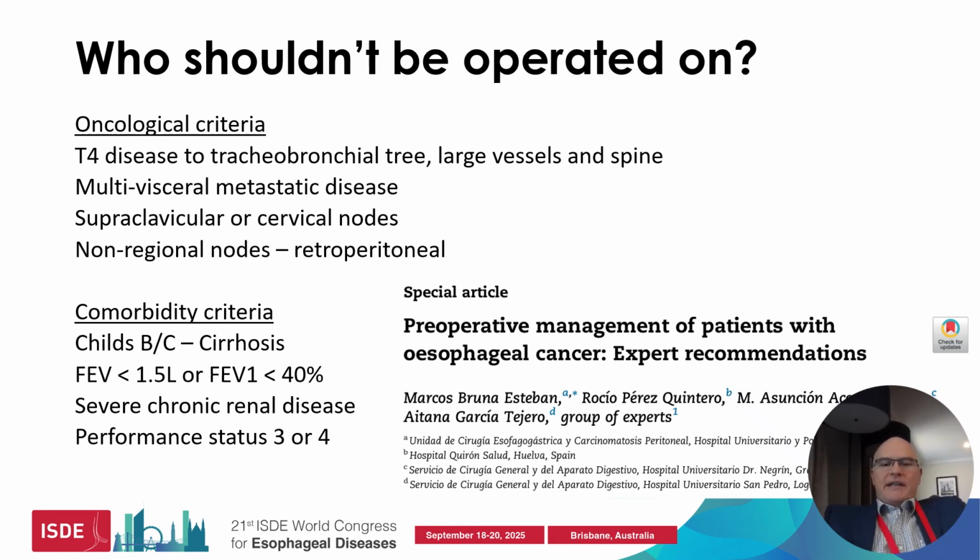In terms of comorbidities, it's difficult to put a fine line on this, but patients with Child B, C cirrhosis, really poor lung function, or severe chronic renal disease, or performance status 3 and 4, definitely shouldn't have resectional surgery either.